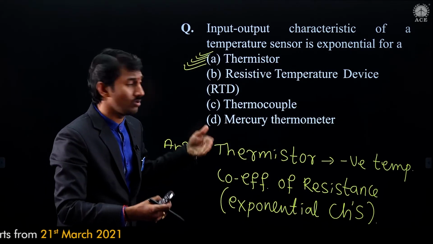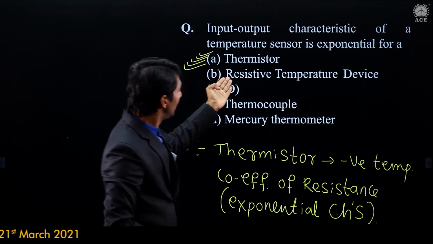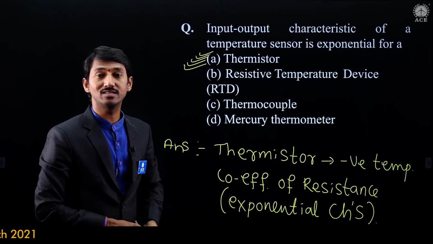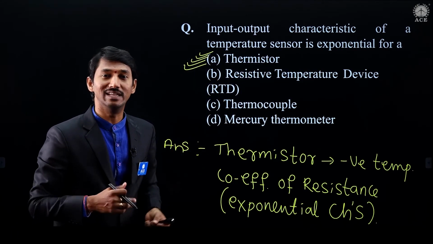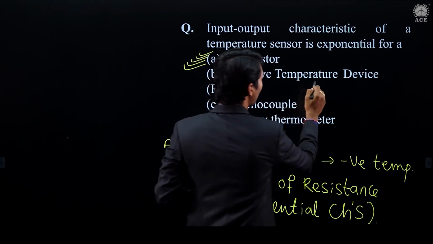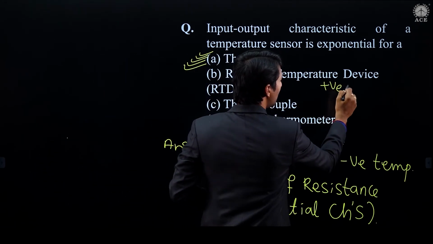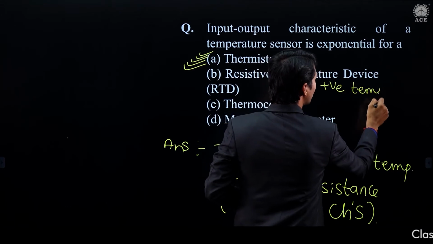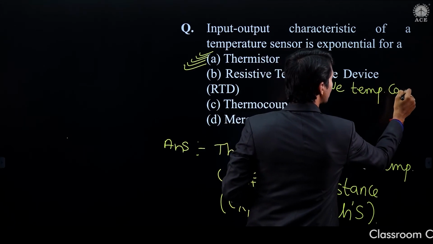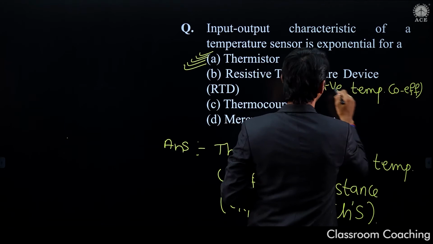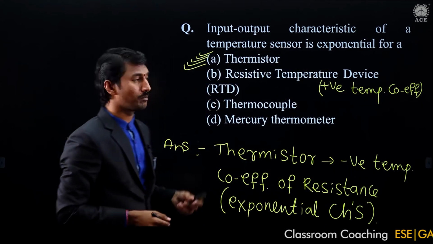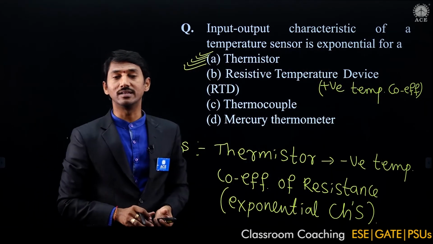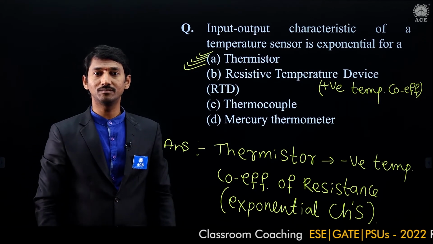Suppose you want to try the other option also, resistive temperature device. What is that? Positive temperature coefficient. That is linear. I am writing this for the purpose of the idea. RTD has a positive temperature coefficient of resistance. Therefore, it will have linear characteristics, but he is asking exponential. So the answer is thermistor. Clear?